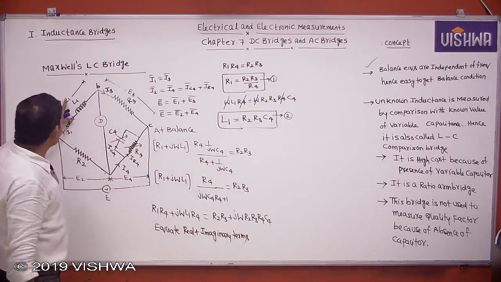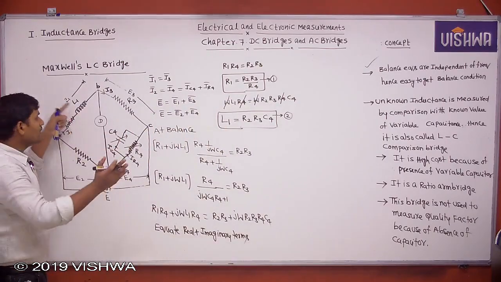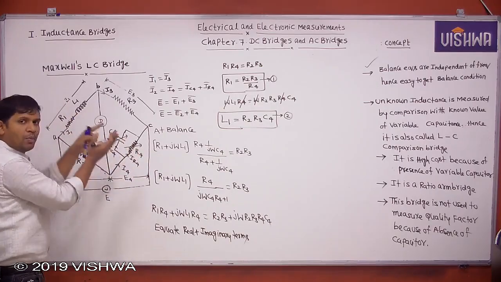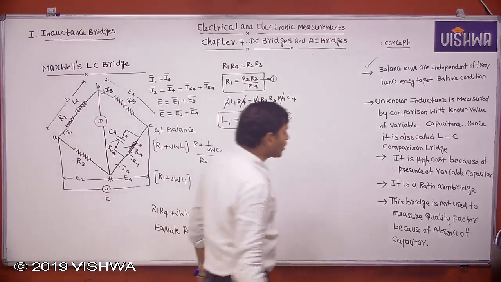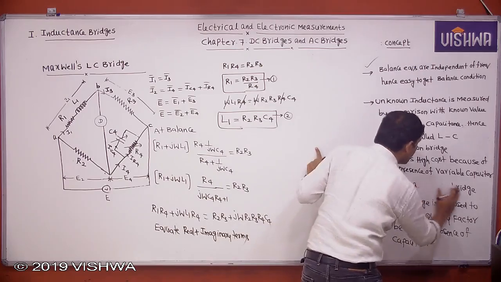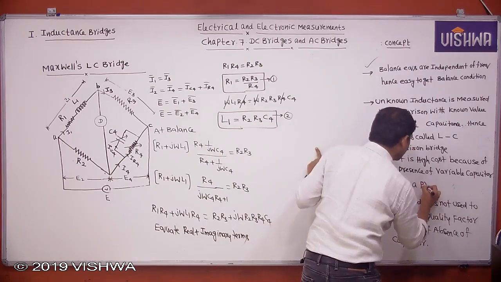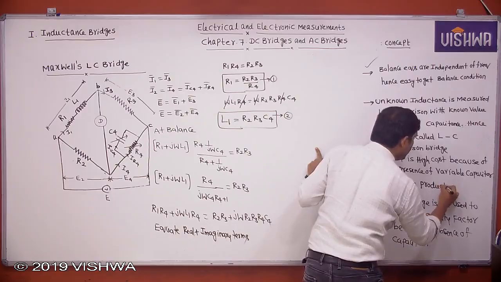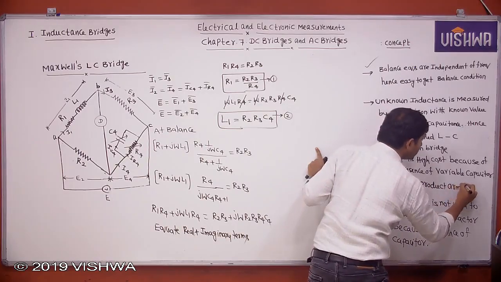Now this is unknown, this is variable. This unknown and variable exist in opposite arms. That's why it is a product arm bridge.